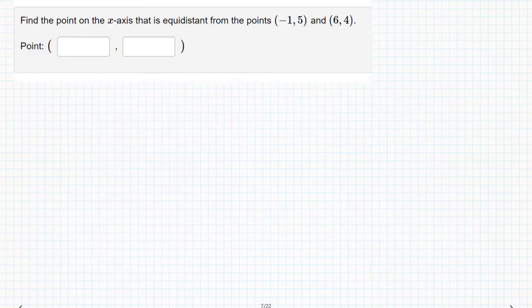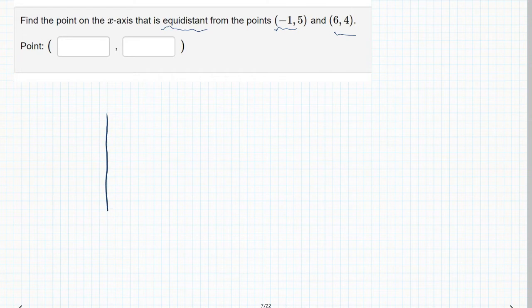Moving forward now, we want to find the point on the x-axis that is equidistant. What does that mean? Does anyone know what that means? So equidistant, what does that mean? From the points -1, 5, and 6, 4. So I'll draw a graph. See if you can tell me what equidistant means. You can post it right in that chat.